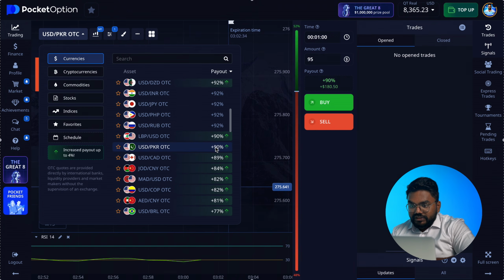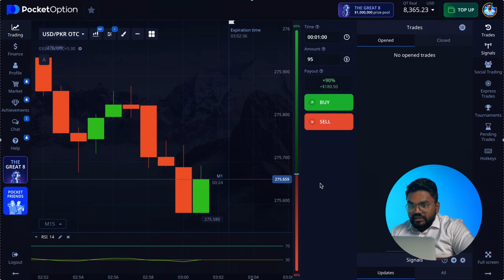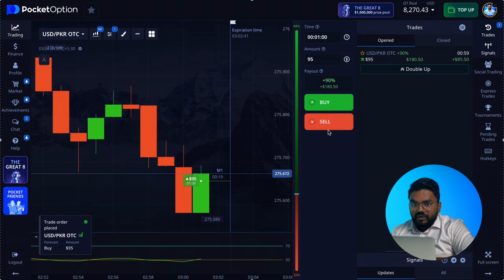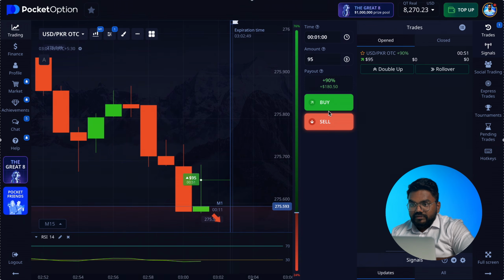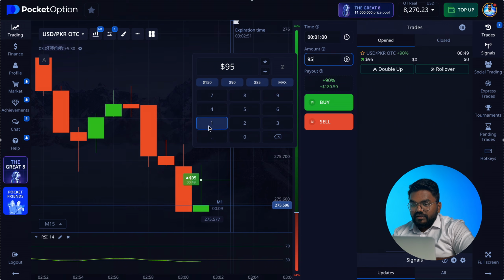This can be done because you see that this is near 30. Okay, let's go for the buy because the price is being oversold. So the price might rise. Let's go with the amount of $100.